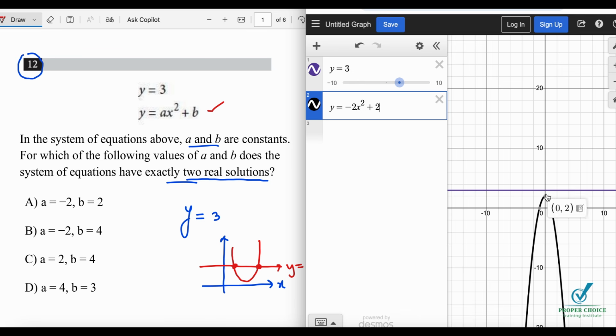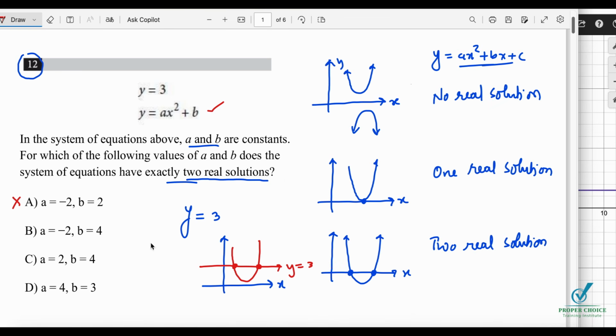Is it intersecting the line y equal to 3? No. When I'm saying it is not, then this is called no real solution or no solutions. So A is not true. Then check out option B.